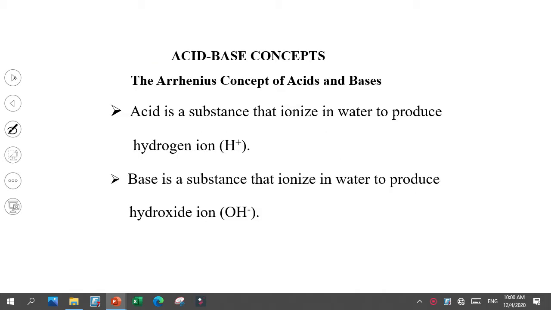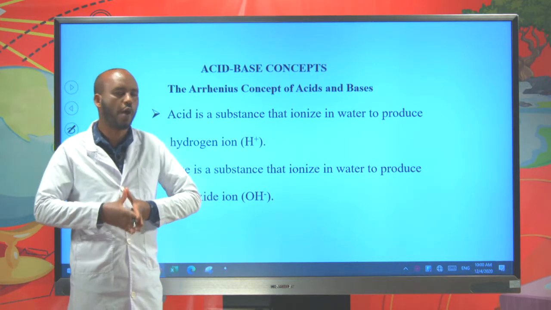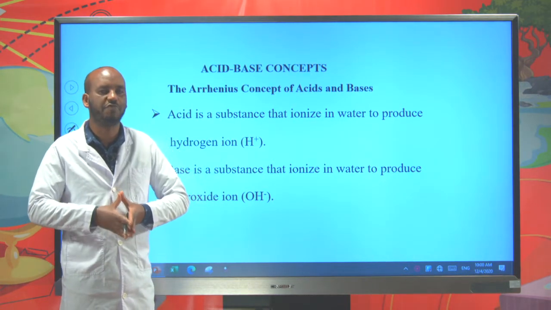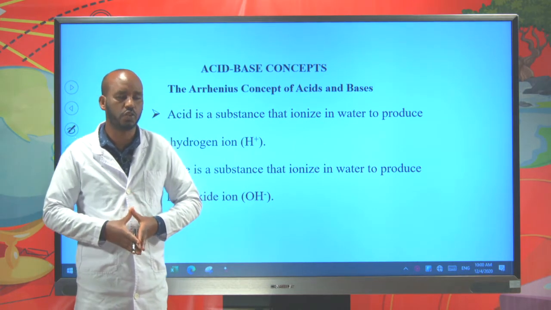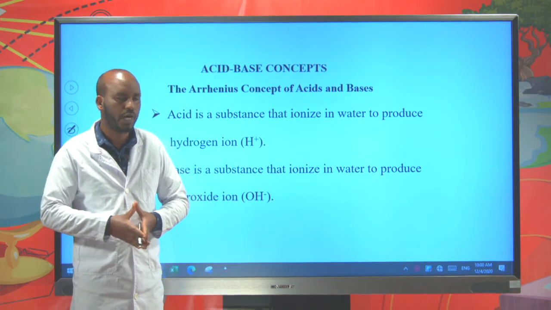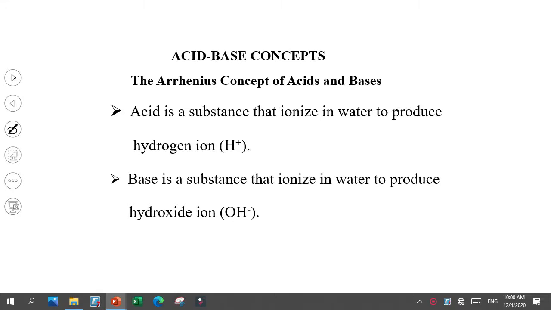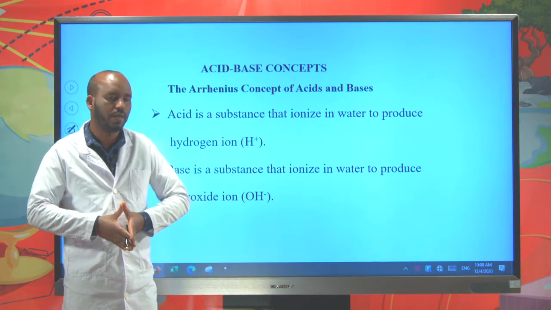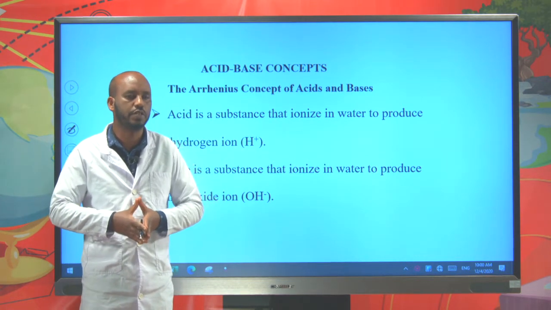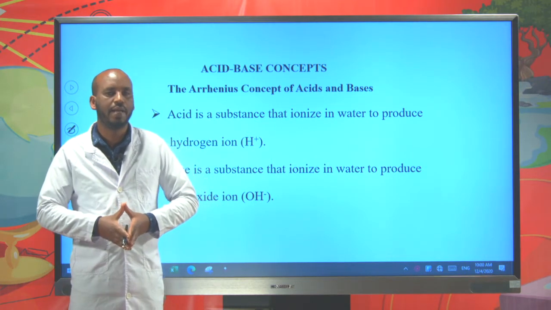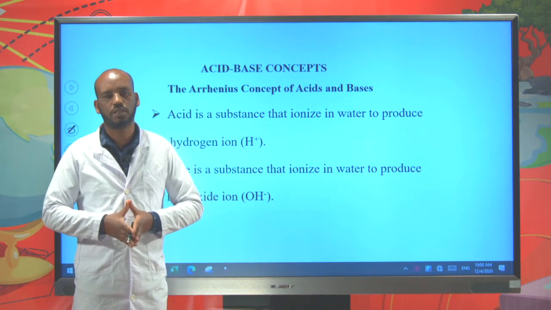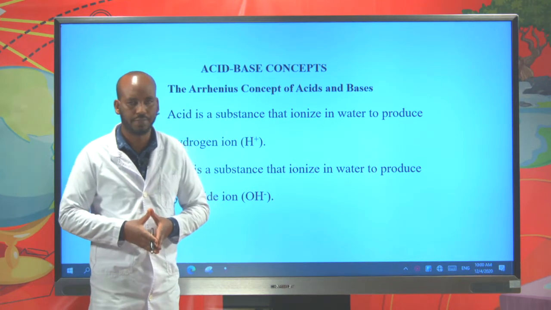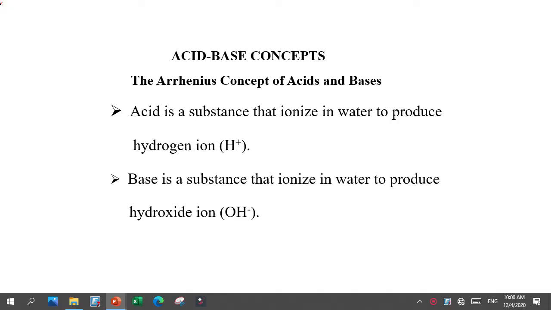Acid-base concepts. There are three ways or systems for defining acids and bases in current use. These are the Arrhenius concepts of acids and bases, the second one is the Bronsted-Lowry concepts of acids and bases, and the third one is the Lewis concepts of acids and bases. Let us see each definition or system one by one. The first one is the Arrhenius concept of acids and bases.